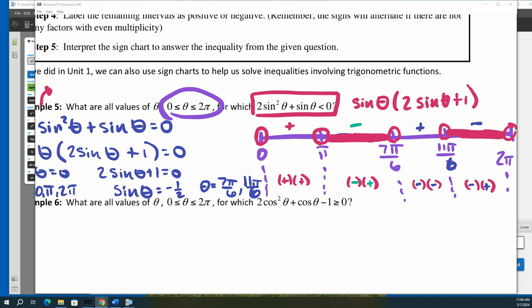So the answer to example 5, I'm going to put up here. We're going to go from pi less than, our variable is theta, less than 7 pi over 6, or 11 pi over 6 is less than theta is less than 2 pi.